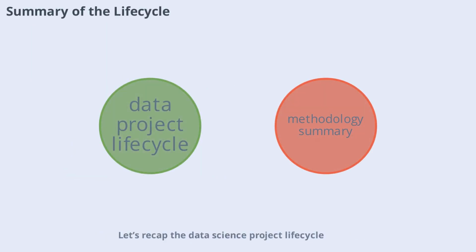Let's recap the data science project lifecycle. It starts with understanding business needs, defining objectives, and planning. Then comes data collection, cleaning, exploration, modeling, and evaluation. Finally, deployment, monitoring, and continuous improvement ensure lasting value. Each step is interconnected, and success depends on following a structured, thoughtful approach.